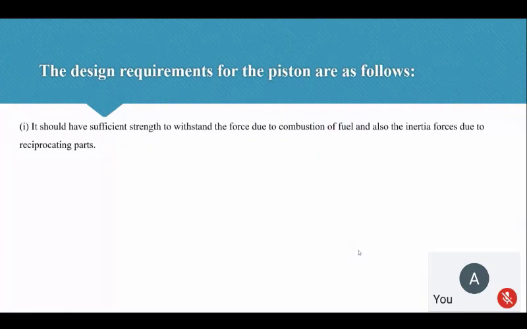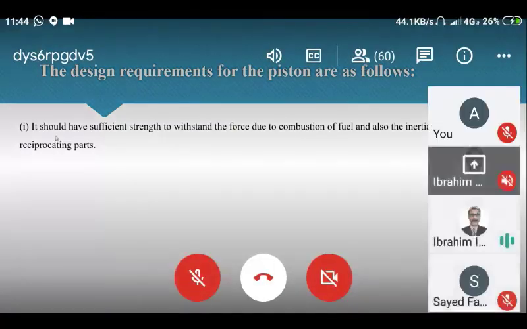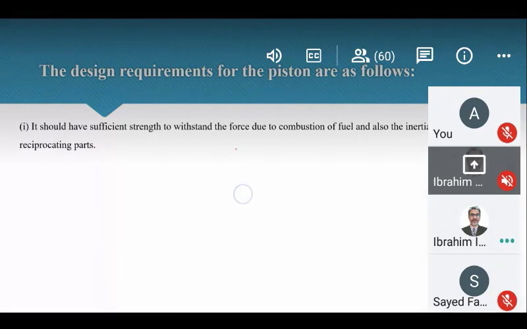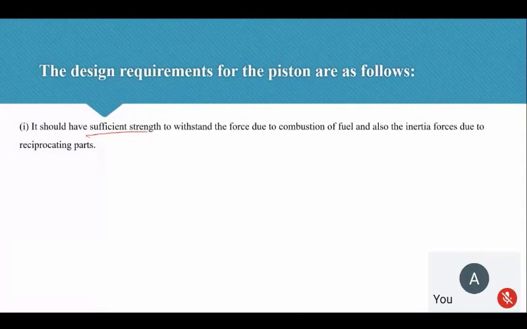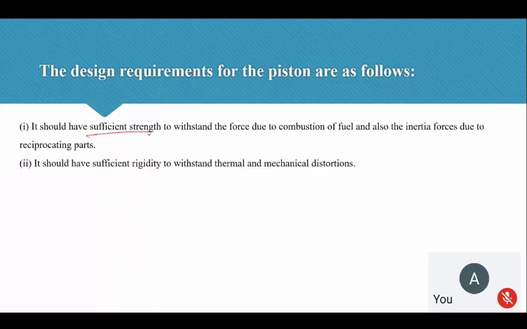So whenever you are designing the piston, you should have the following points. The piston material should have sufficient strength to withstand the force due to the combustion of fuel, and also the inertial force due to the reciprocating parts. It should also have sufficient rigidity to withstand the thermal and the mechanical distortion. Thermal distortion means because of the combustion, and the mechanical distortion in the form of the forces produced.